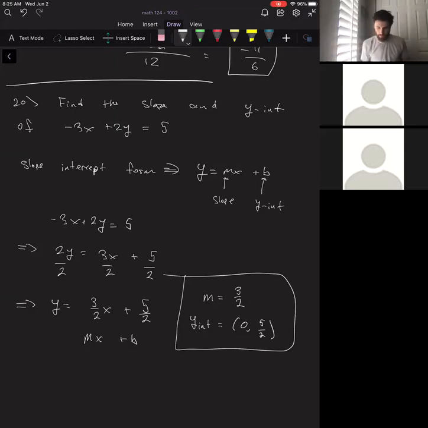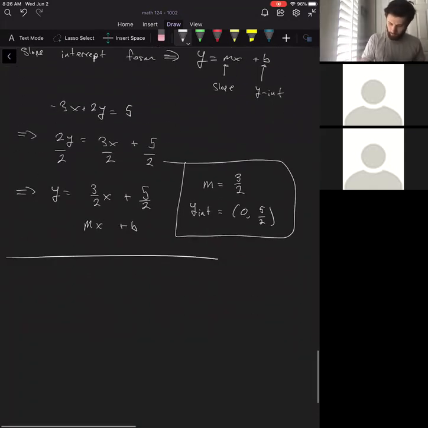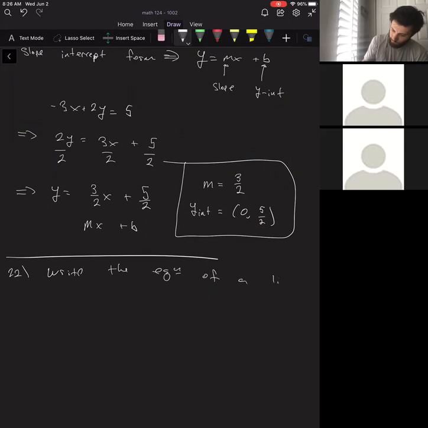Okay, next problem. What do we have to do? Let's write an equation of a line. Let's do 22. It's kind of like the backwards version of this problem. So 22 says write an equation of the line with slope -5 over 8 and y-intercept the point (0, -5).